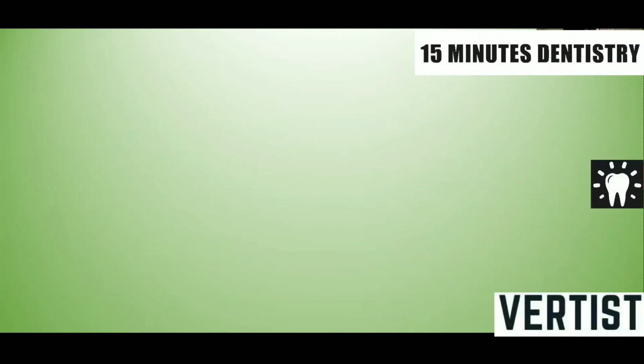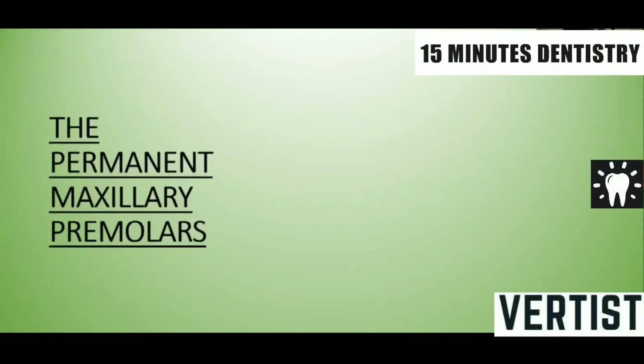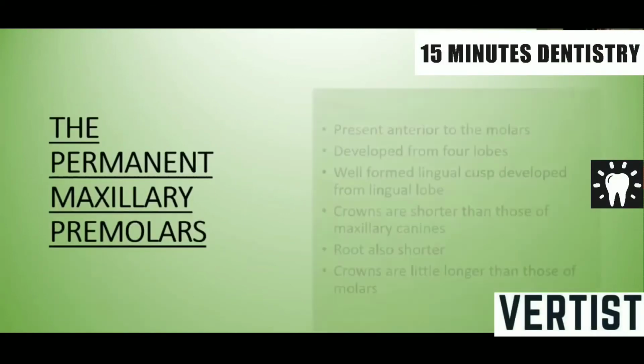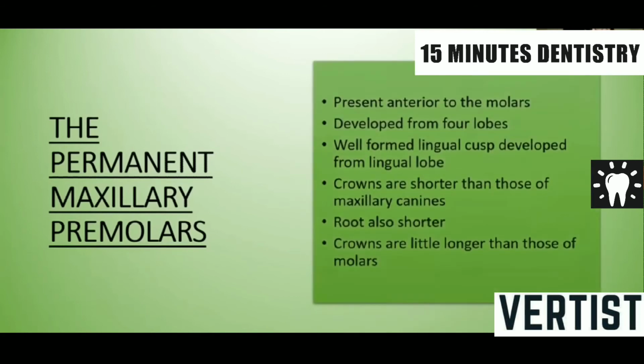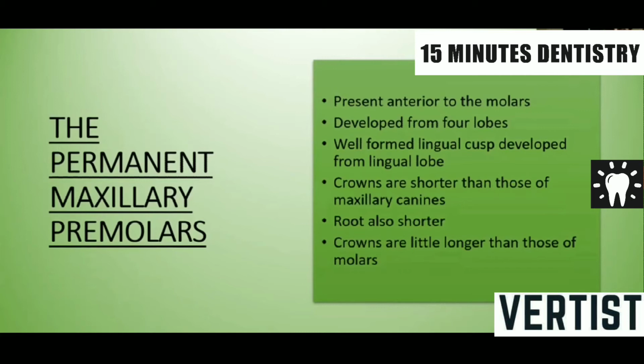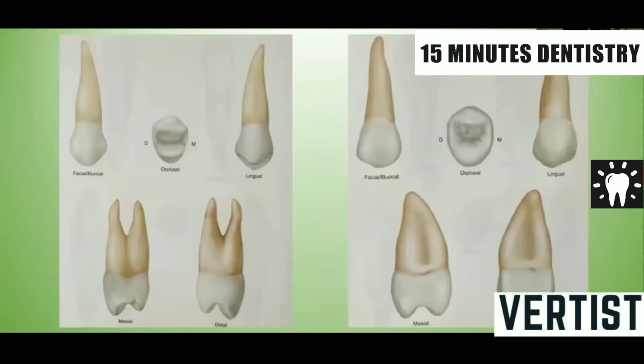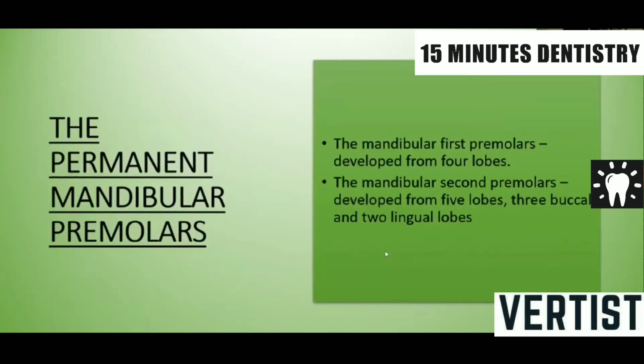On to the premolars. So permanent maxillary premolars are anterior to the molars. They develop from four lobes, and the crowns are shorter than those of the maxillary canines, and a little longer than those of a molar. Here are the pictures of the maxillary first premolar and maxillary second premolar.